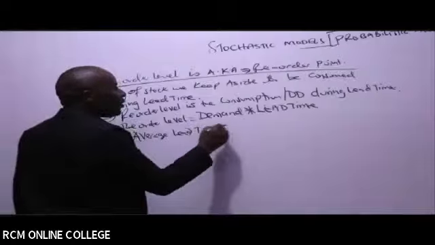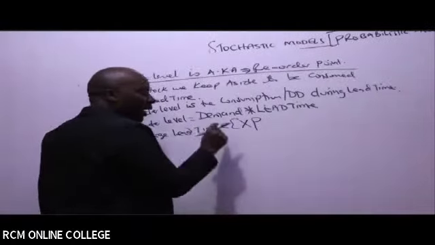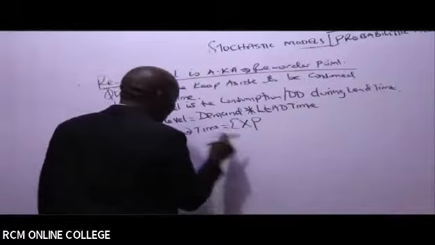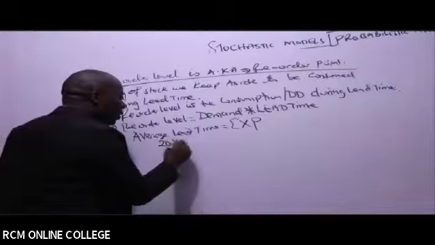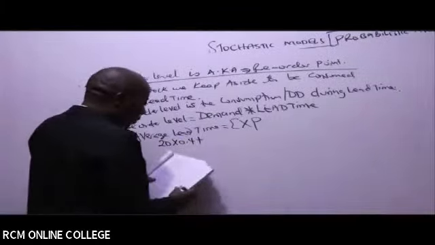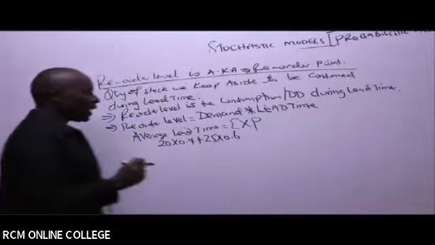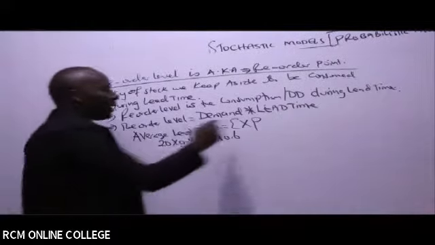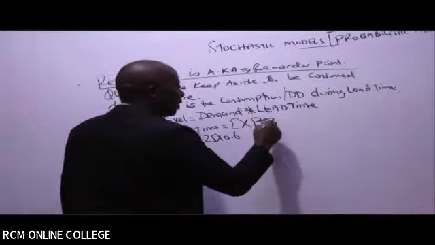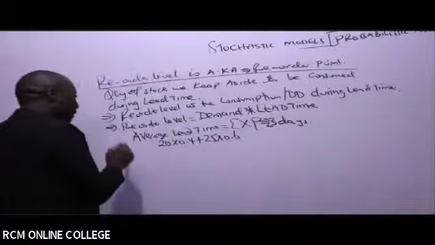So the average lead time, because it's probabilistic, it is the summation of X times probabilities. So the average lead time in this case will be 20 times 0.4 plus 25 times 0.6. Can somebody give me this average lead time? I'm being given 23 days. 23 days.